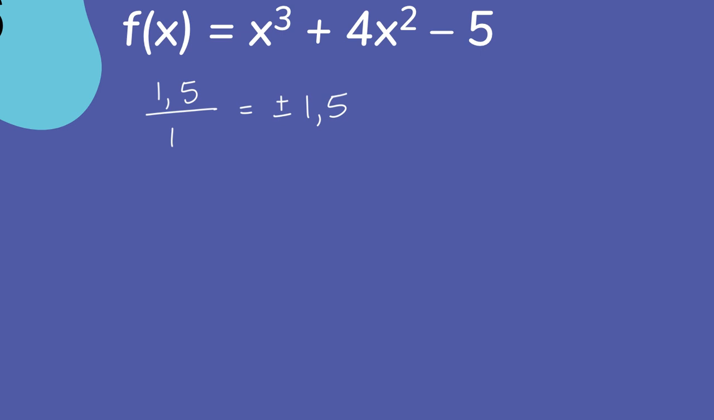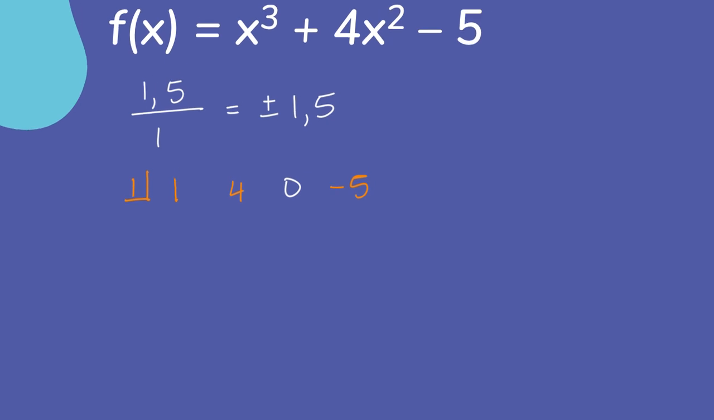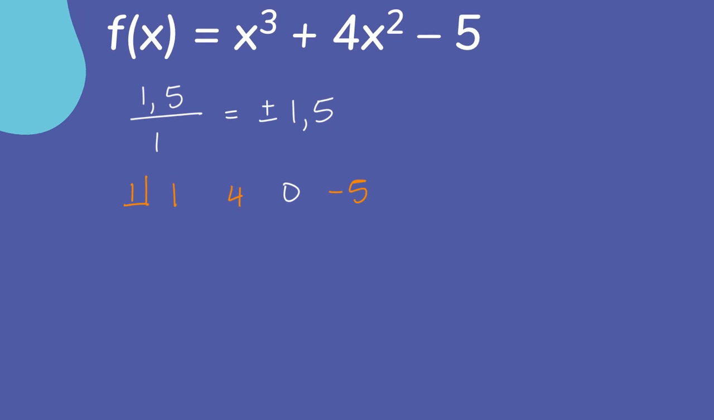So going ahead and looking at it, I'm going to use 1 first. 1 inside my box. I'm going to have 1, 4. Am I missing x? Yes. So don't forget to keep that place: 0 and negative 5. If you're forgetting that 0, your answer is going to be incorrect. So please do not forget it. Okay, going ahead, I'm going to have 1. 1 times 1 is 1. I'm going to get 5. 5 times 1 is 5. Still going to get 5. And then my remainder 0. Is this a factor? Yes, it is.